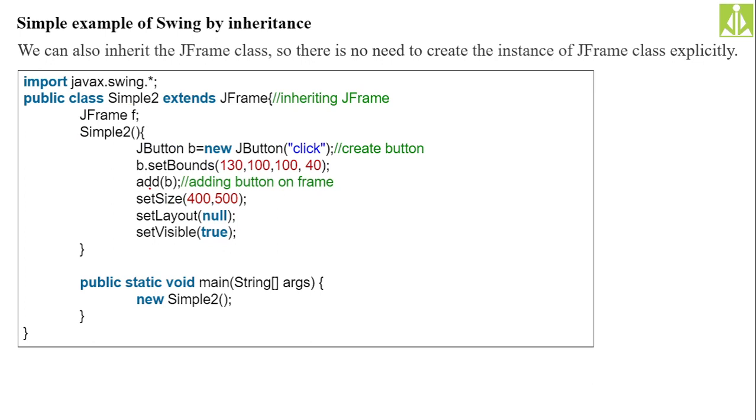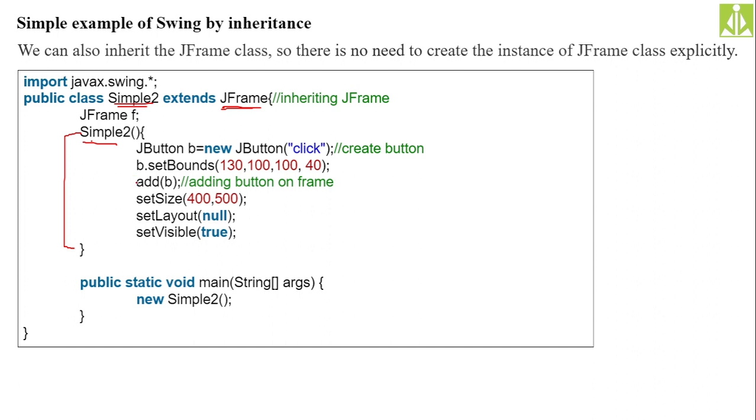And there is another way, by inheritance. Inheritance in the sense you must extend your current class from the JFrame class. So this is also another approach of creating a Swing application. Here also the same thing: inside the constructor I am keeping the stuff, and as you can see, there is no need of this frame over here.